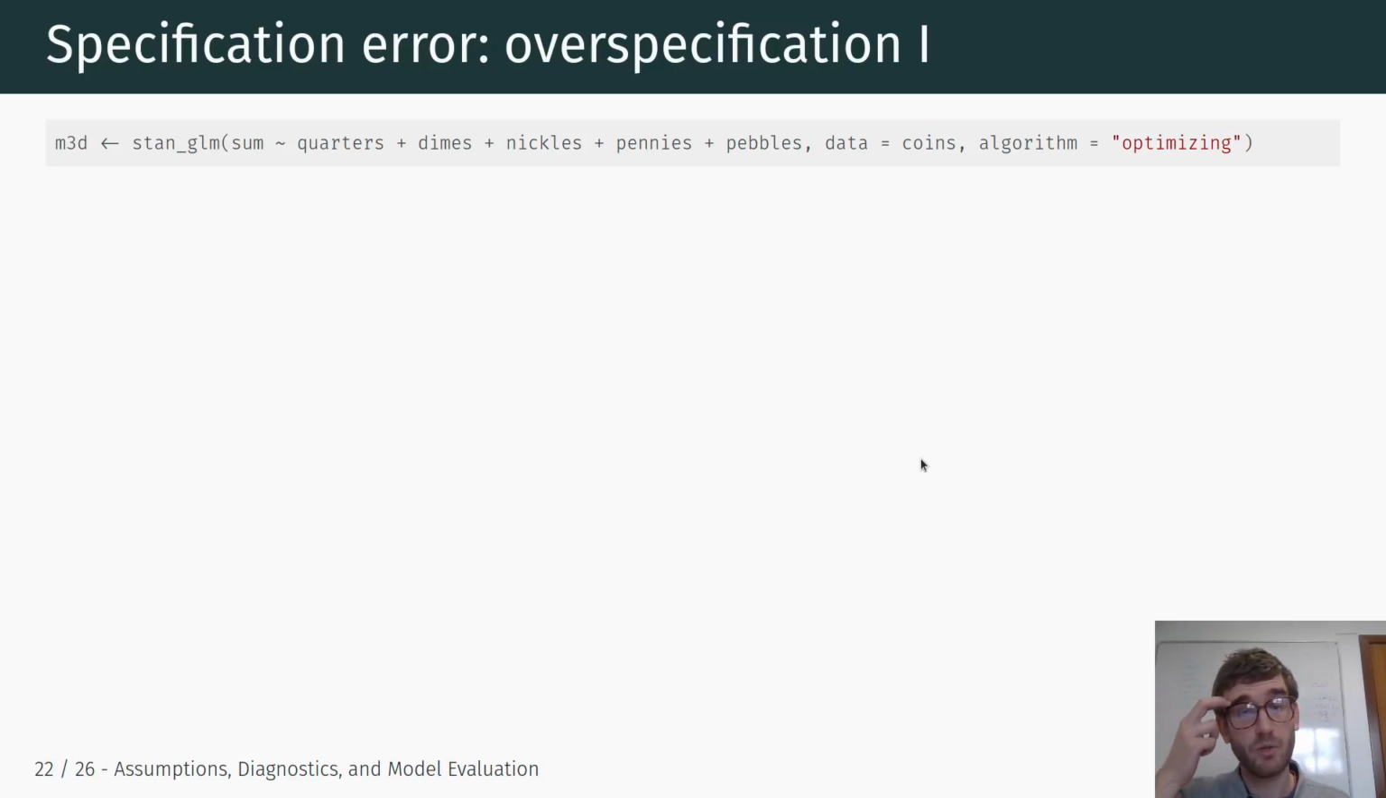Okay, so now we covered two different scenarios where we leave out a specific predictor. Of course, we can also have overspecification in the sense that we include variables that are not really necessary in our model. Okay, and this is where the pebbles come in. Of course, in the underlying data generating process, the pebbles don't have any impact on the sum that we have in our pocket, right?